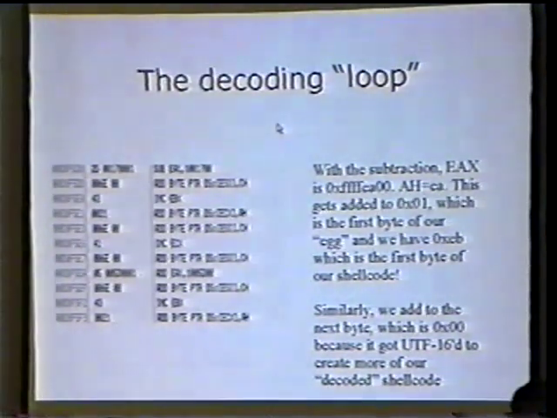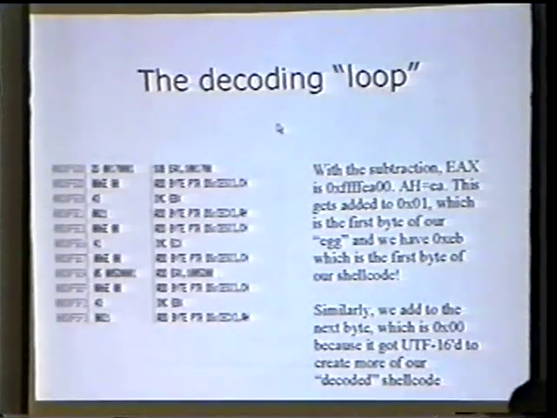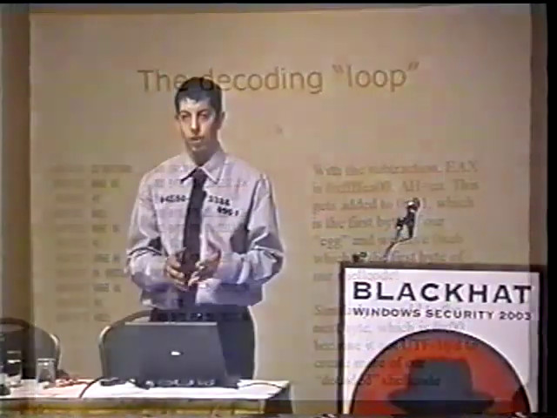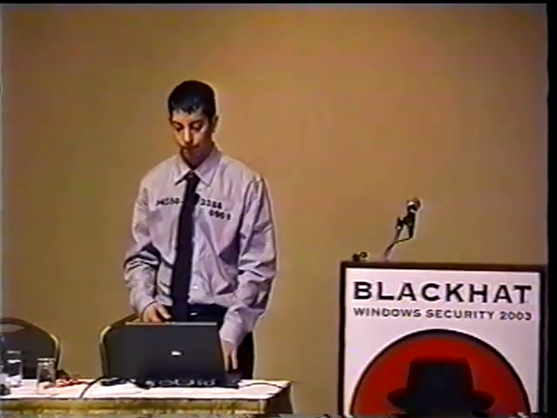You can look at this, and if you walk through it briefly, you're going to see that you subtract from EAX a certain number once you know what EAX is. And you're basically setting AH to a certain number, adding that number to what you already have in your encoded egg, and then repeating as necessary.